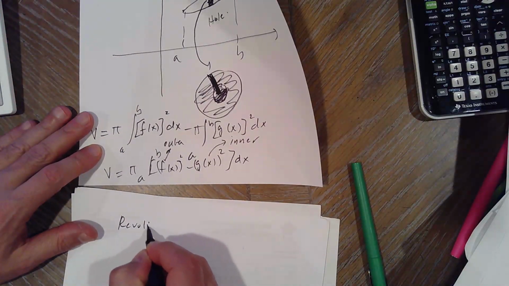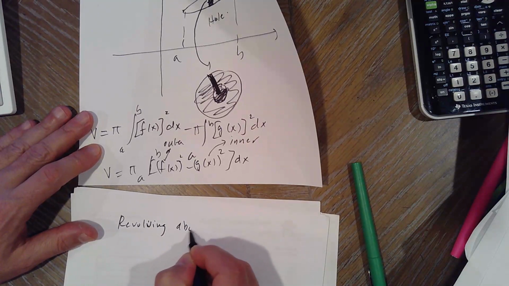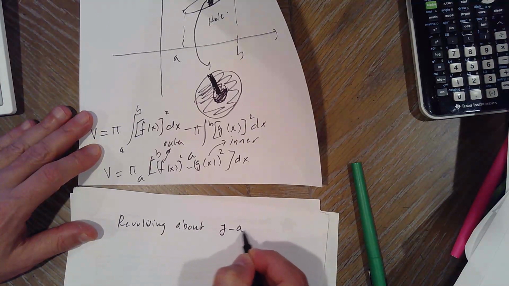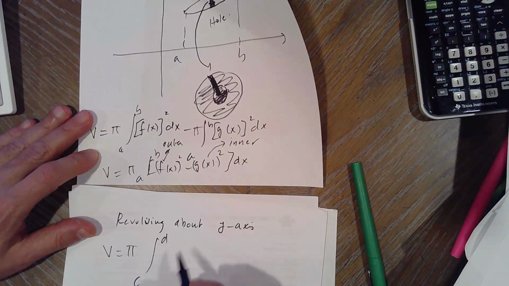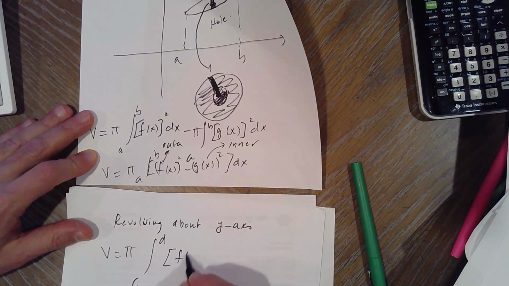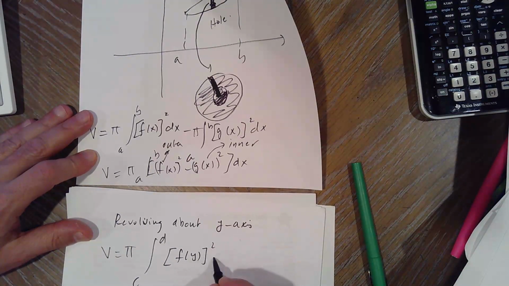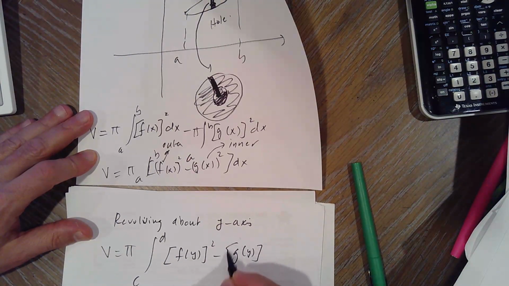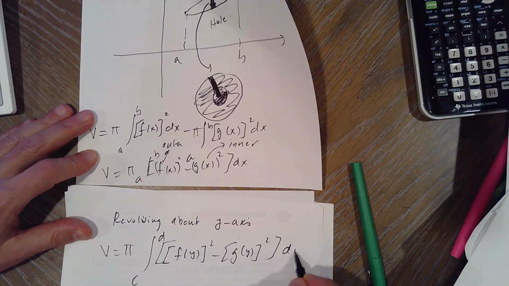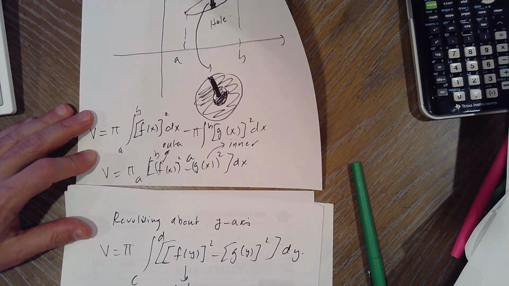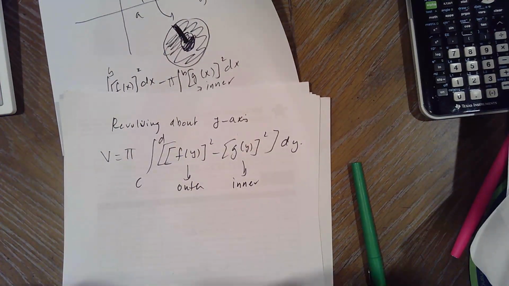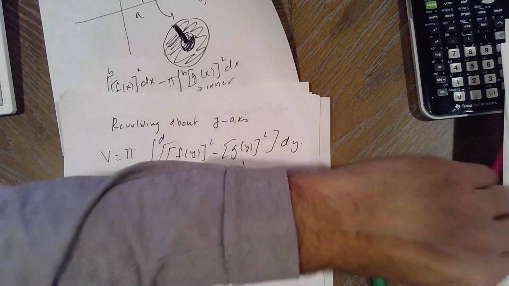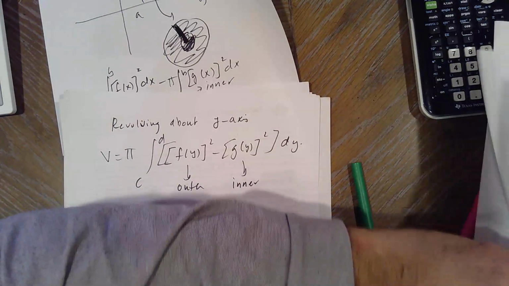And now if you revolve about the y-axis, instead of a and b, we'll just use different values, c to d, and it would be f of y squared minus g of y squared dy, again outer minus inner. So let's go back to the example that I left out. I told you that's the washer method.